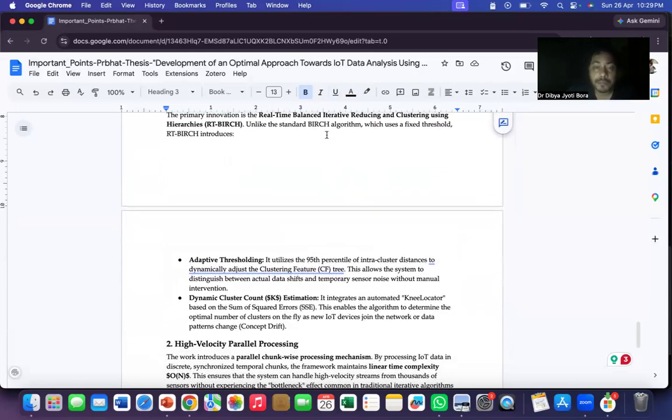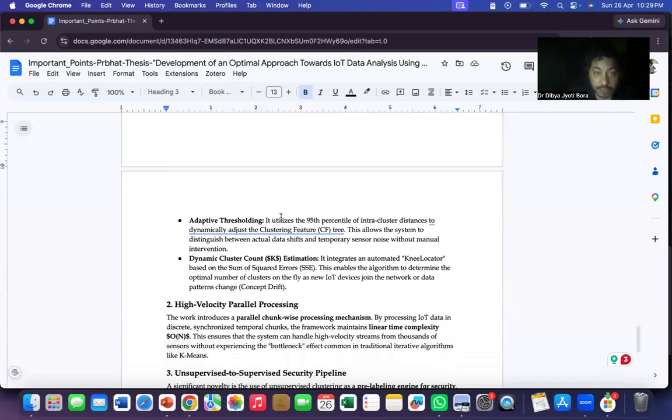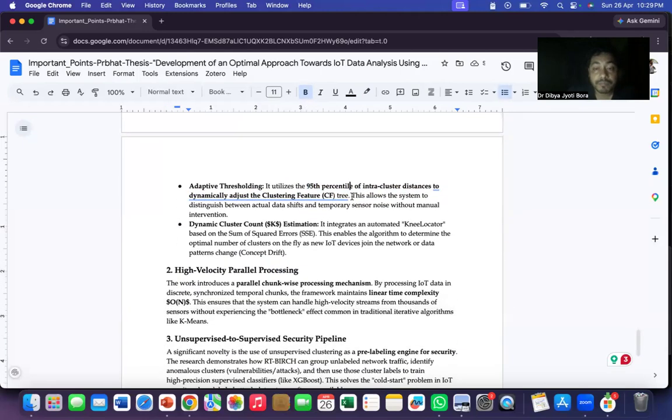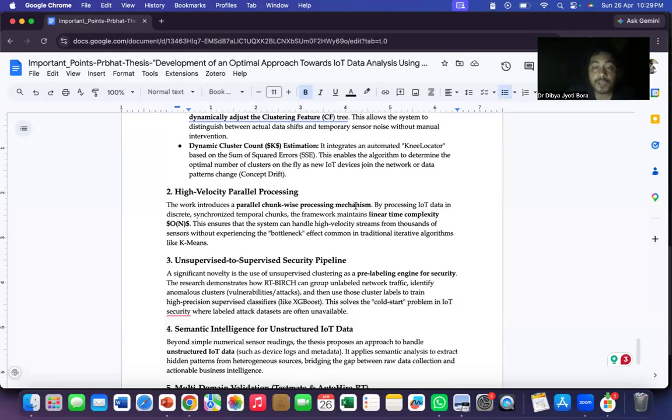This is not like the traditional BIRCH algorithm, which uses a fixed threshold, but we use adaptive thresholding. It utilizes the 95th percentile of intra-cluster distance to dynamically adjust the clustering feature tree. This allows the system to distinguish between actual data shifts and temporary sensor noise without manual intervention.